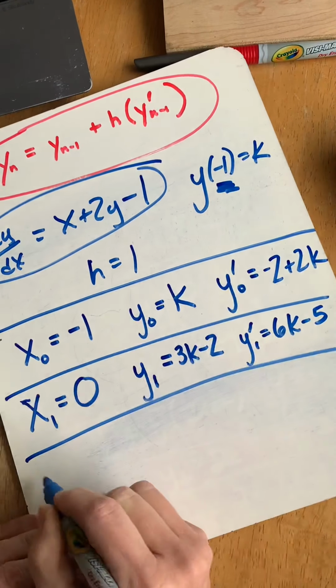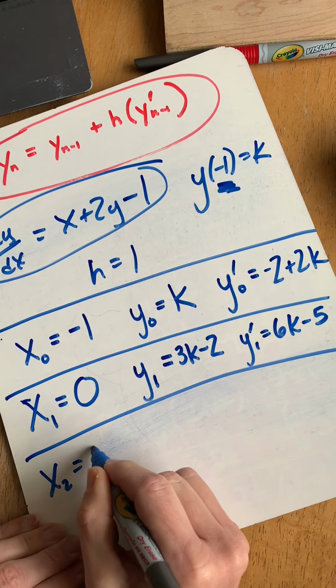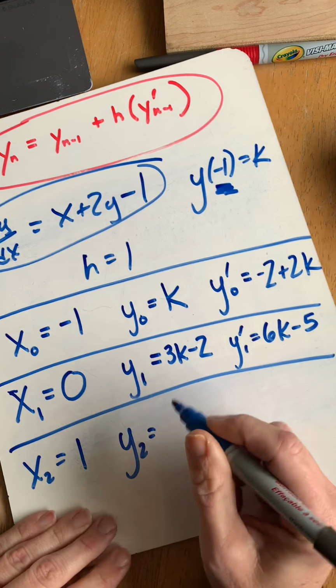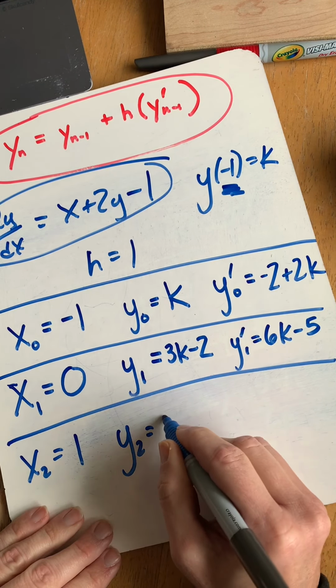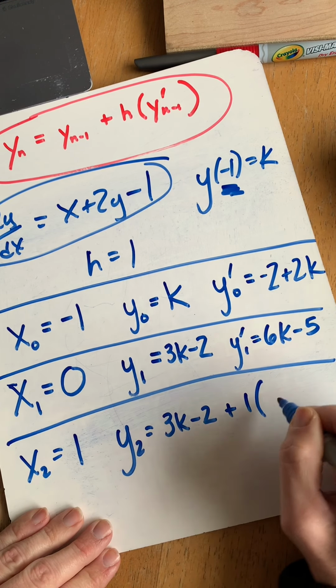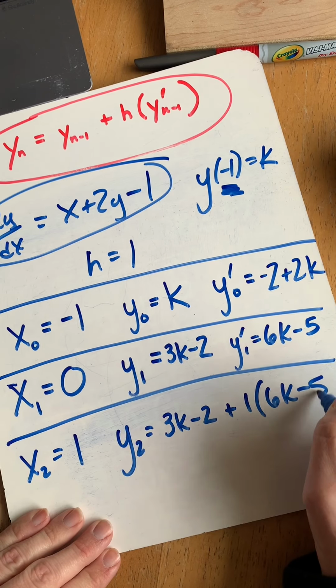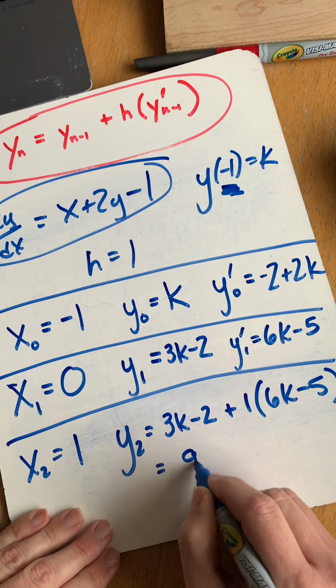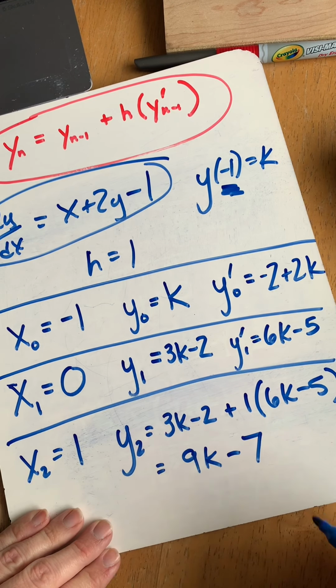Then my next step, which should be my last, is my x is 1, and my y is the y that came before plus the step size times the y prime that came before. So I'm going to have 9k minus 7.